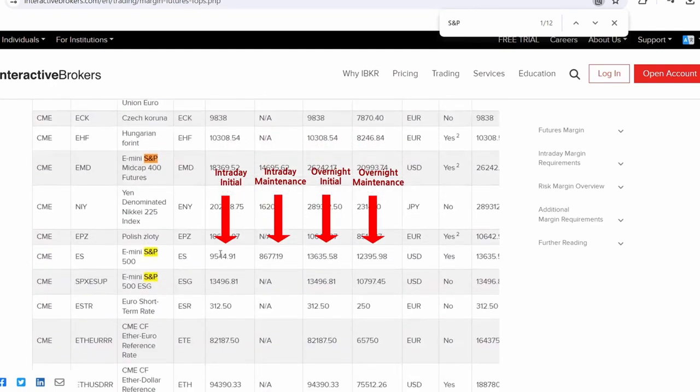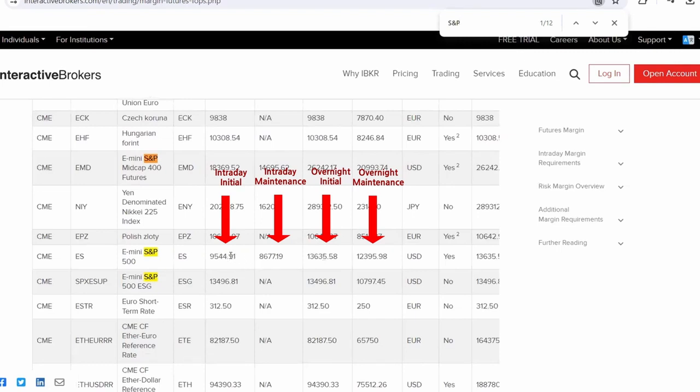So in order for me to enter a position in the intraday, I have to have at least a maintenance of 9,544.91. So the way that I look at that, guys, is I need to have at least 10K in my account. That's the way that I trade it. I try to keep it as simple as possible. However, when we move overnight, the margin requirements go up. It goes up to $13,000, okay? Plus almost 14.